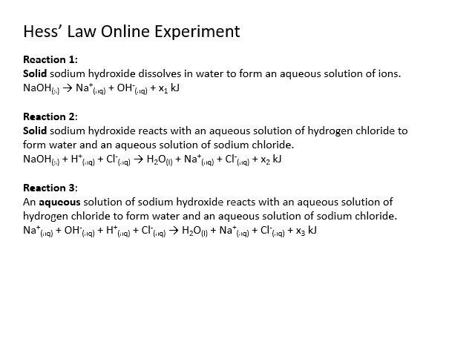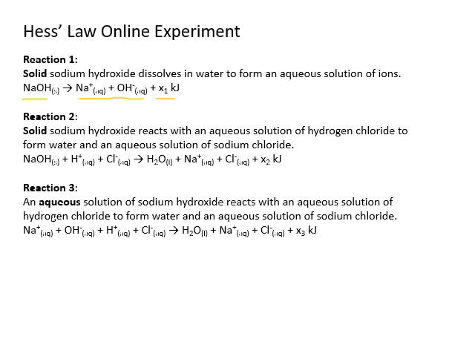So for your online experiment, the goal is to run 3 reactions. The first is the reaction of solid sodium hydroxide to create sodium ions aqueous and hydroxide aqueous. That just means dissolving. And this is an exothermic reaction. If you ever do this in a lab, it gets very hot.